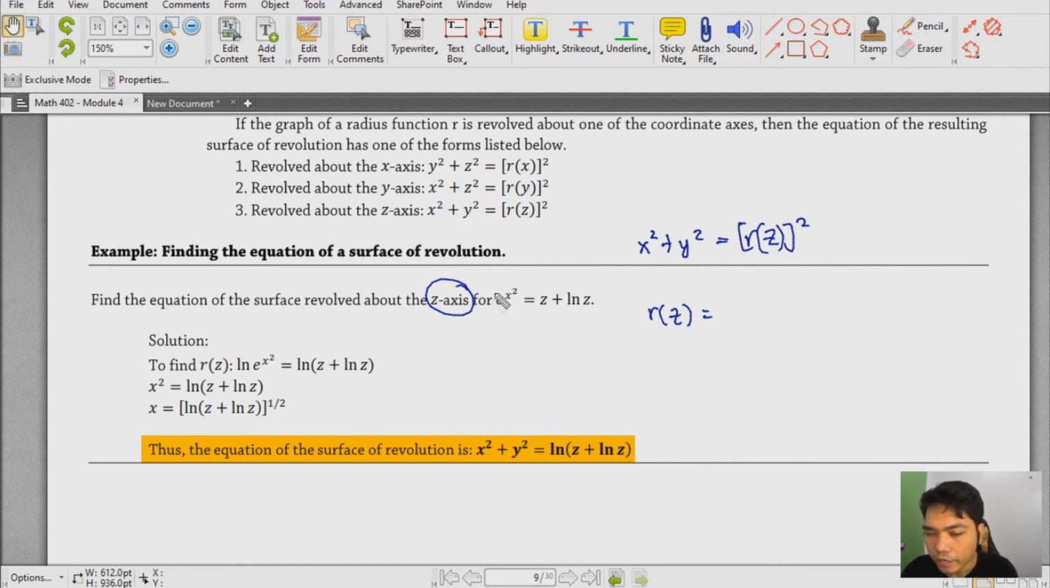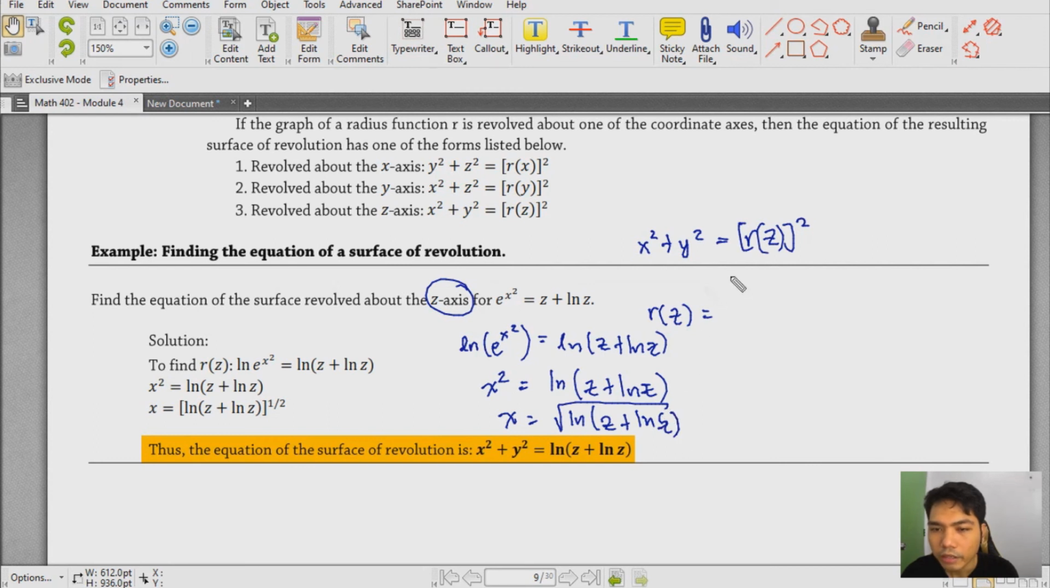So with this, you can just take the natural logarithm of both sides. So we have ln of e raised to x squared is equal to ln of z plus ln of z. Okay, and then we can perform the property, so we have x squared that's equal to ln of z plus ln of z. Yeah, that's it for our expression. And therefore, if we want to have it as our x, square root lang nitong ating ln of z plus ln of z. But again, since kailangan natin this r of z squared, kahit ito na lang gamitin natin kasi naka-square na siya. So therefore, our r of z squared would be equal to ln of z plus ln of z.